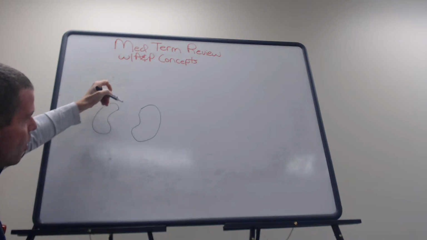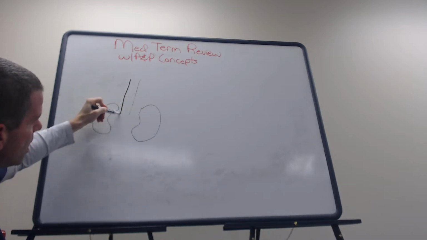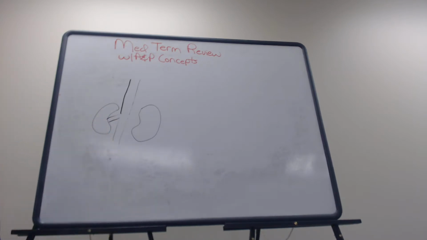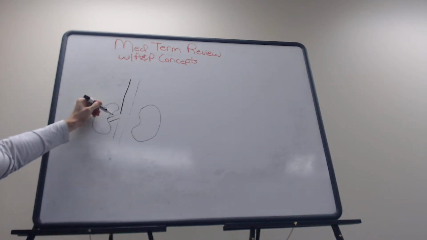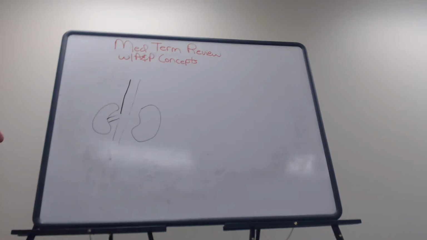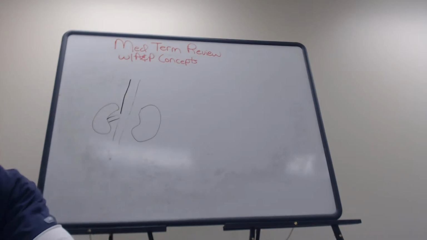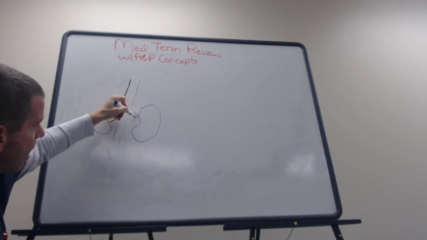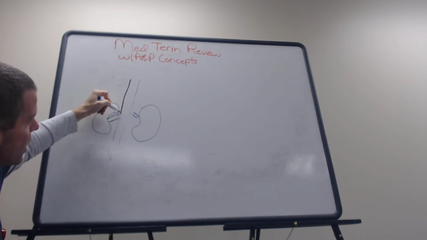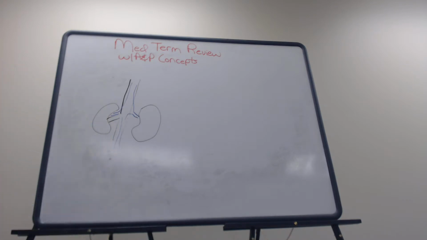And the descending aorta is going to feed each one of the kidneys with a branch called the renal artery. So this would be a branch off of the descending aorta, the right renal artery. This would be the left renal artery. And they also are going to have a venous supply, the renal vein, which ultimately converges into the inferior vena cava.